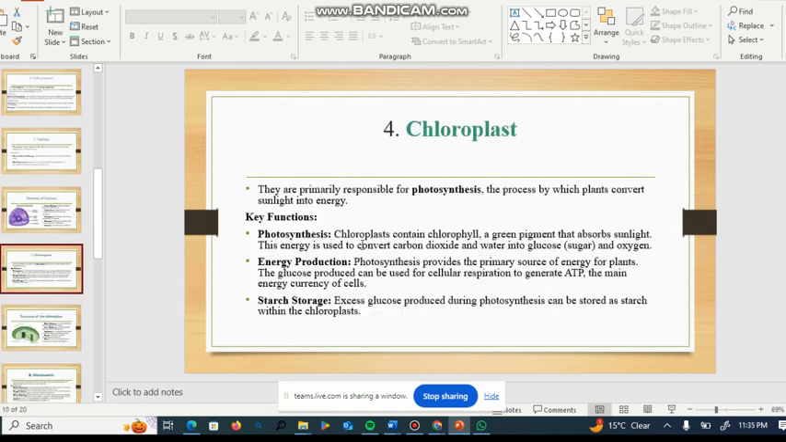And let us now look at the chloroplast. The chloroplast is responsible for photosynthesis. And photosynthesis is the process by which plants convert sunlight into energy. And the function you have said is the photosynthesis.